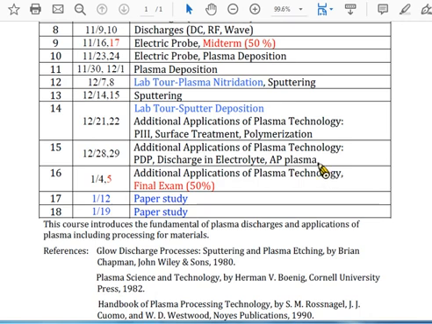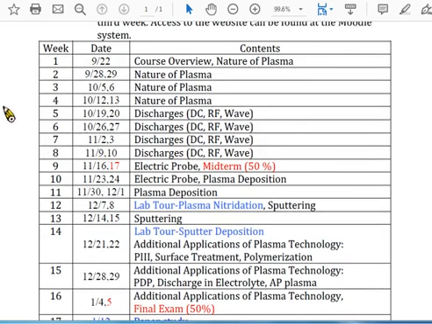So the class will also introduce the updated atmospheric pressure plasma and other new plasma technology. The class is basically divided into 4 parts: the nature of plasma, discharge of plasma, plasma depositions, and additional applications of plasma.